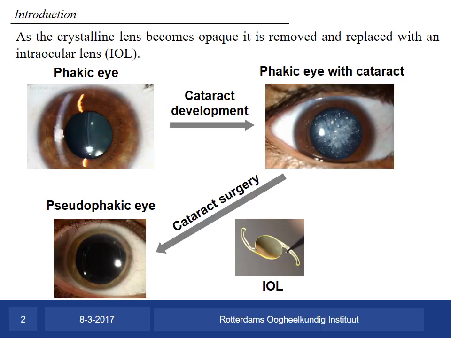This is a normal eye with the natural lens, and this eye is called phakic eye. When cataract develops and the crystalline lens turns opaque, it is removed and replaced with an artificial intraocular lens. And then the eye with the intraocular lens is called pseudophakic eye.